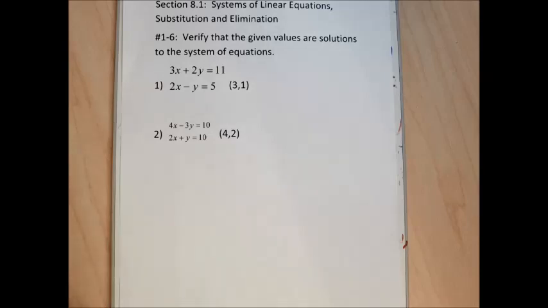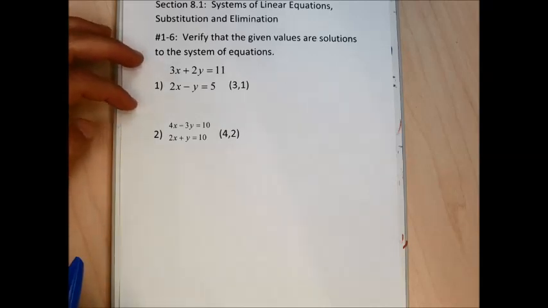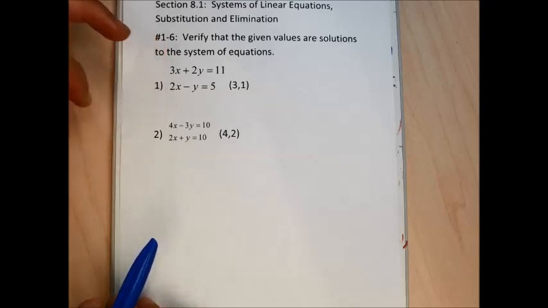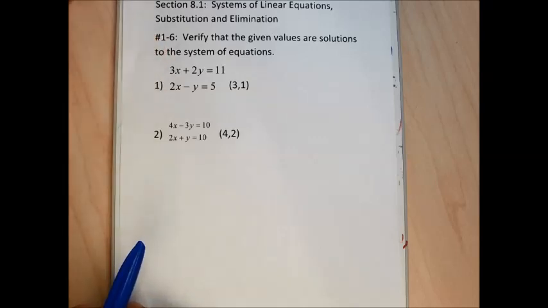So section 8.1 is titled Systems of Linear Equations, Substitution and Elimination. Not that you couldn't read that. Essentially every problem in section 8.1 is going to have either 2 or 3 equations. If there are 2 equations and 2 unknowns, each of the equations will graph to be a line, and we're essentially finding where the lines intersect.